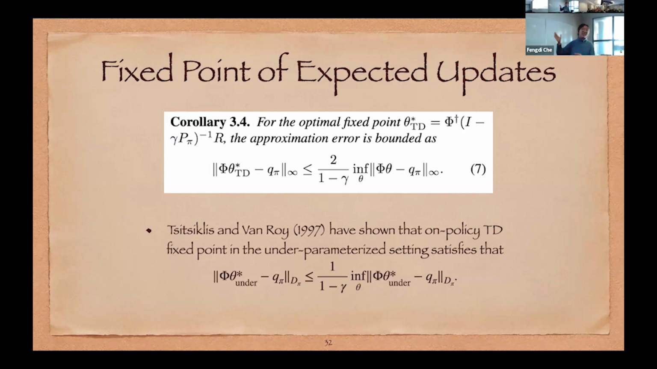This is really an amazing result. It tells us the value prediction error bound for off-policy can be bounded by how well linear function approximation can evaluate the true value function. And if we look at the result for the on-policy TD fixed point in the under-parameterized setting, we can see the two error bounds basically match each other up to a constant difference and a norm difference.